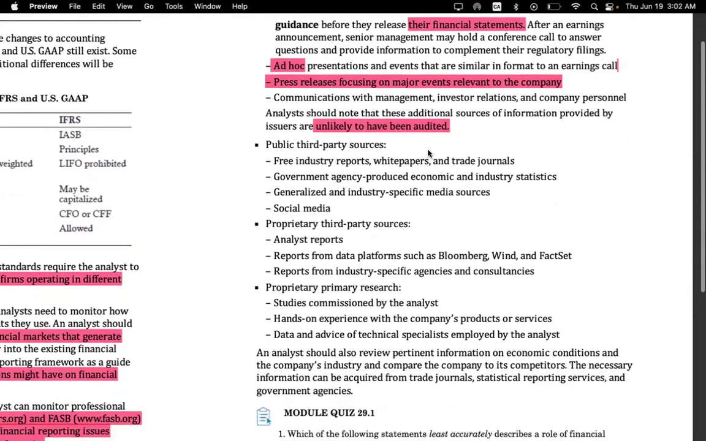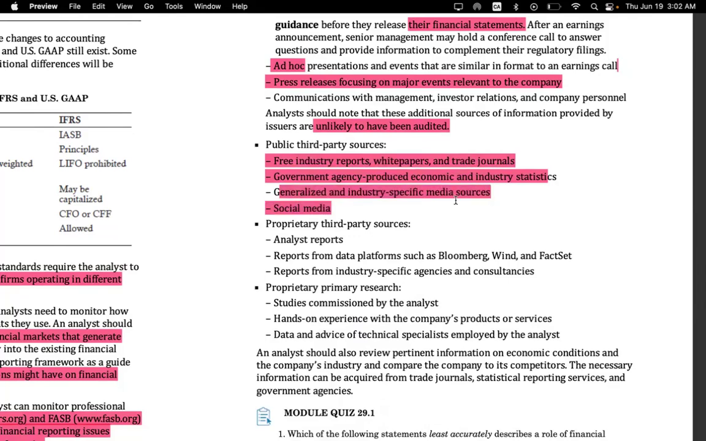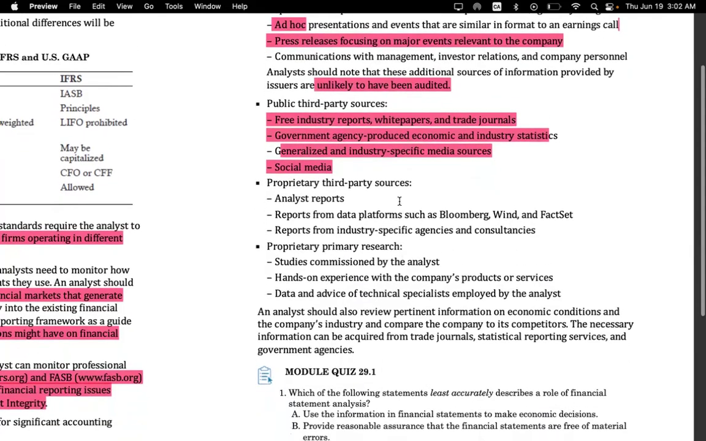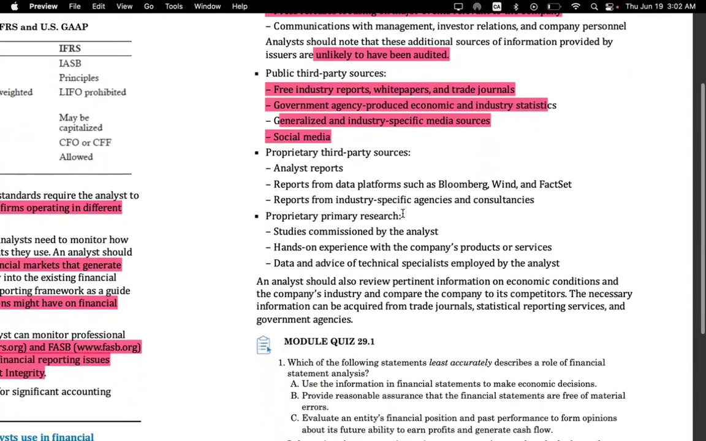Public third-party sources, things that are available to basically everyone, right? Free industry reports, white papers, trade journals, government agency-produced economic and industry statistics, generalized and industry-specific media sources, social media. Proprietary third-party sources: analyst reports, reports from data platforms such as Bloomberg, Wind, FactSet.